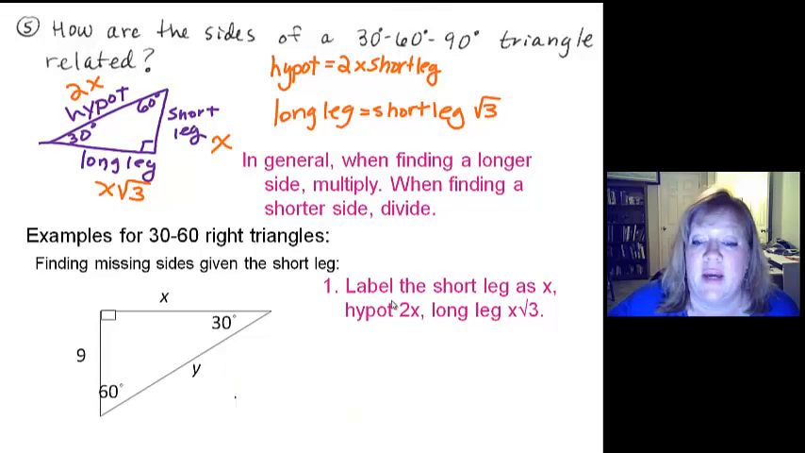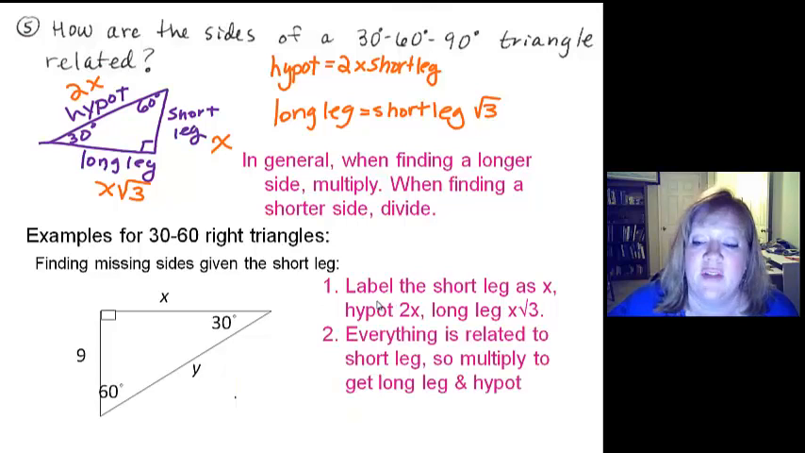So right away, I label the short leg as x, hypotenuse as 2x, and long leg as x square root of 3. So 1, 2, square root of 3. Everything's related to the short leg, so we're going to multiply to get the other 2. So there's x, there's 2x, and the long leg is x square root of 3.